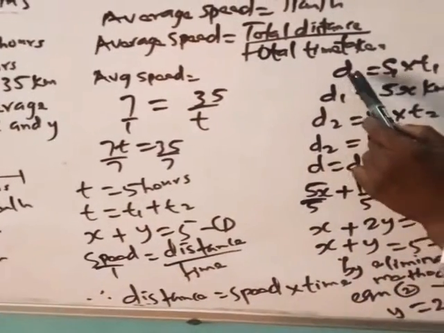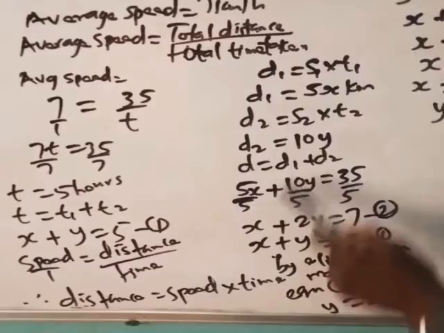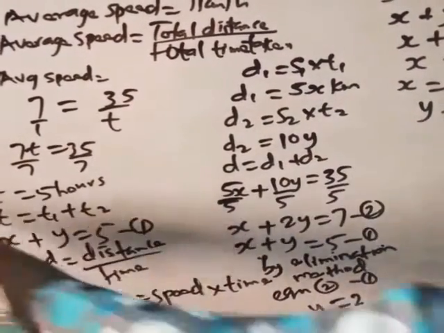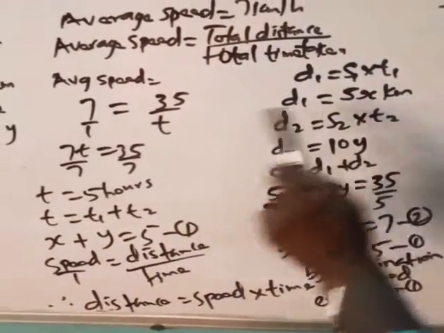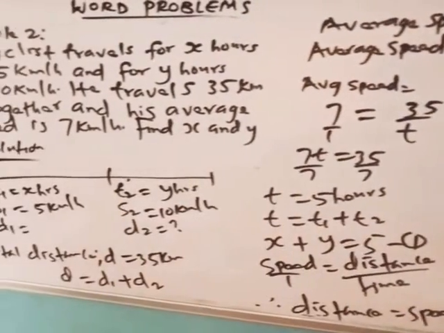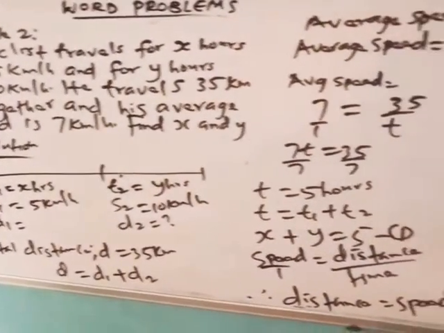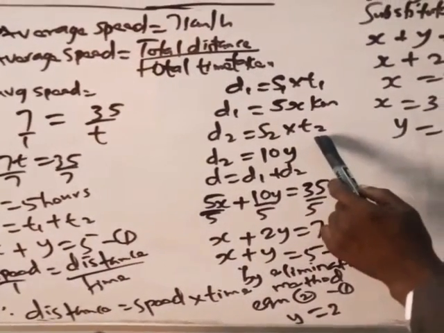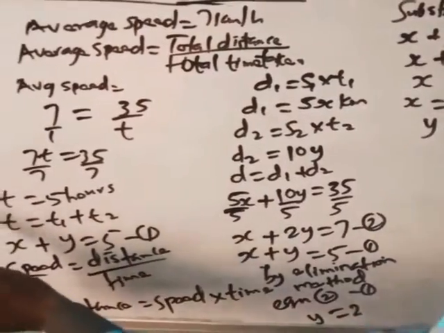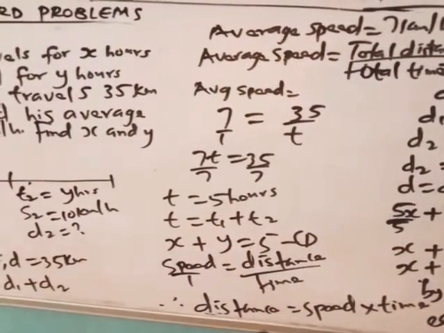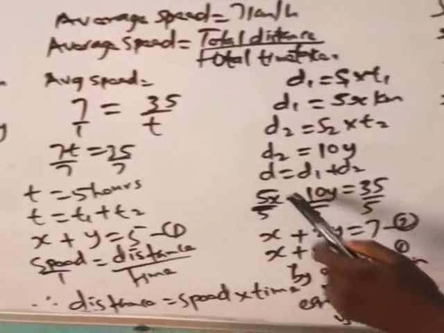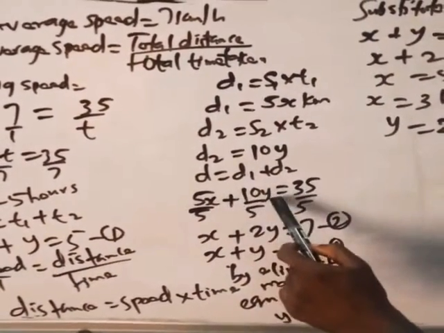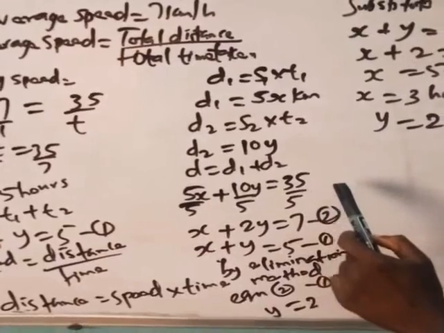just get d1. d1 will now be speed times time, that will be s1 times t1. d1: s1 is 5, times t1 which is x. That's 5x km. Similarly, d2 will be s2 times t2, and s2 is 10, t2 is y, so 10y. So when you add together, total distance d is d1 plus d2, that is 5x plus 10y, is equal to 35, the total distance given.